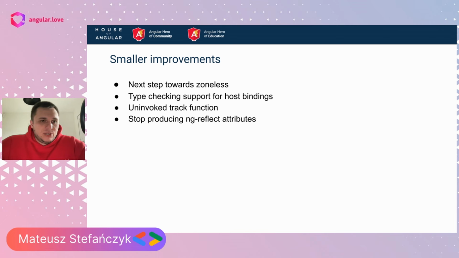Okay, so there is a bunch of the smaller improvements. There is the next step towards zoneless. Right now, whenever we create our application using Angular CLI, it will recommend for us to go directly with zoneless. There is improved type checking support for host binding, so whenever we utilize host binding, the type checking will be much better. We will get the notification about uninvoked track functions.